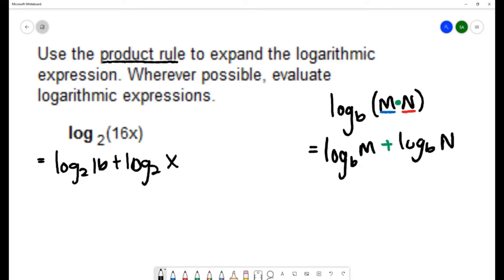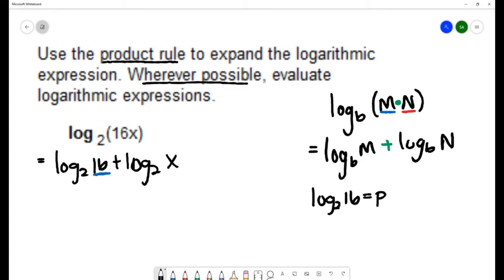And then the second sentence says, whenever possible, we want to evaluate. So anytime we have the log of a number, we want to try to evaluate that log. On the side here, I'm going to work out what log base 2 of 16 is. Since I'm not sure initially, I'm going to say that this is equal to some p. I'm going to use the definition of what a log is to rewrite it in exponential form.